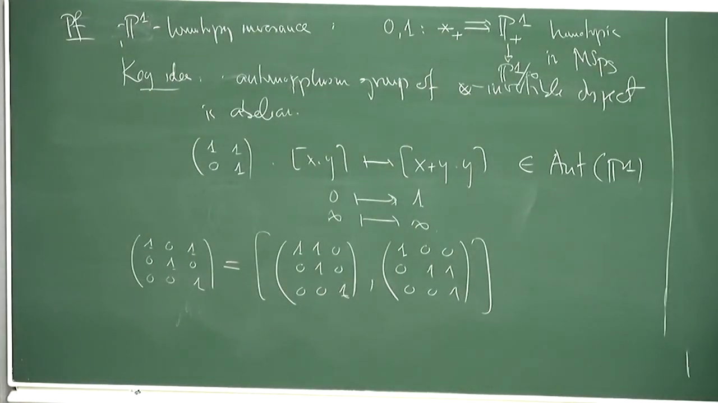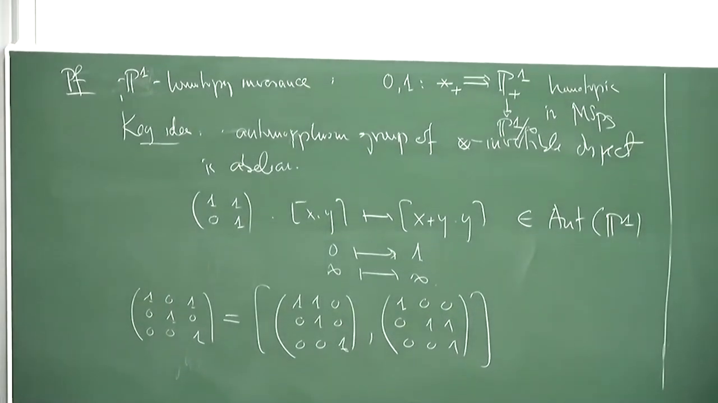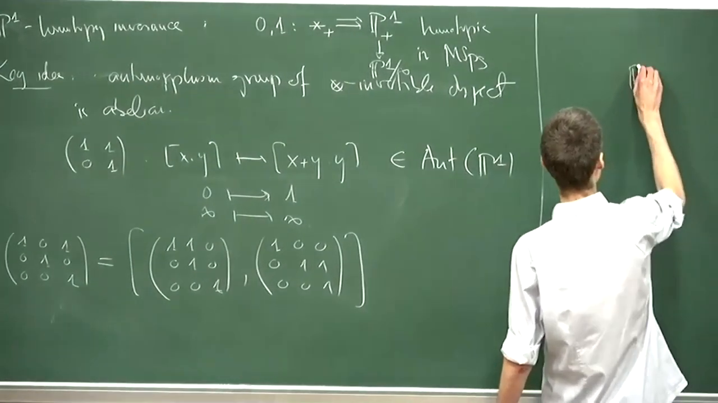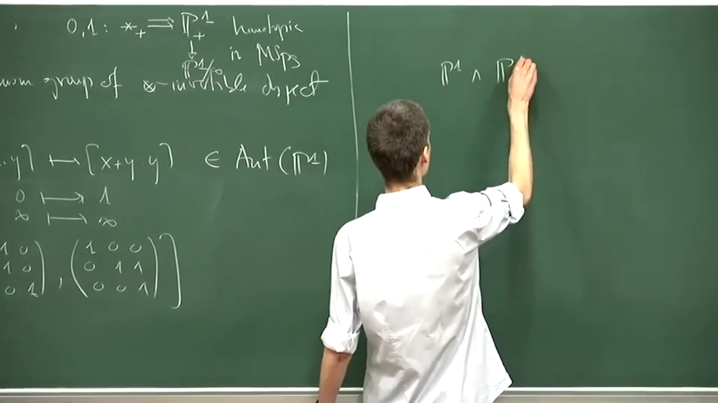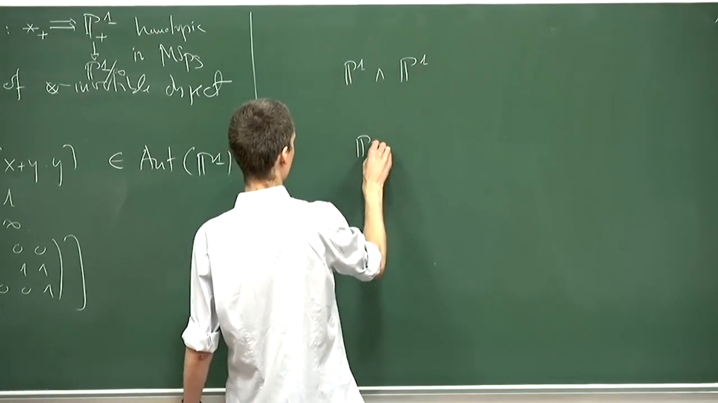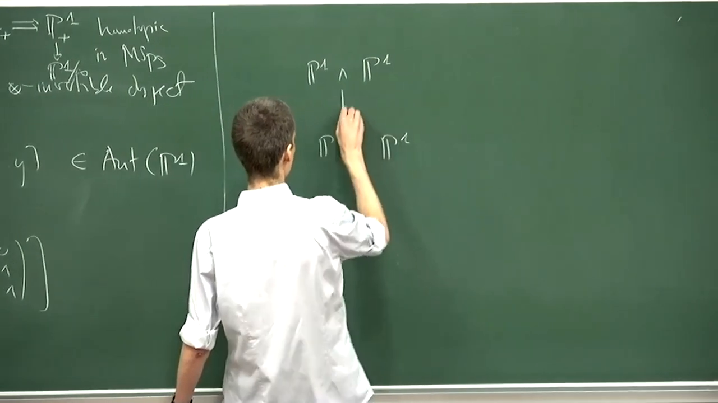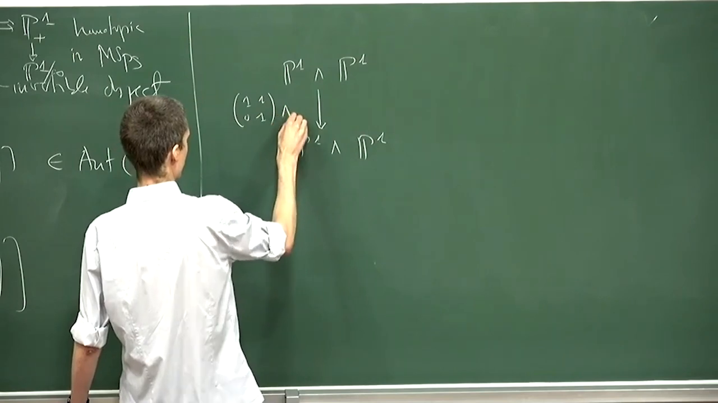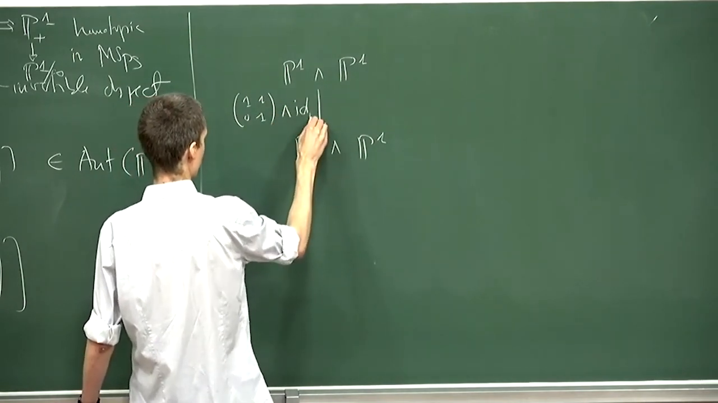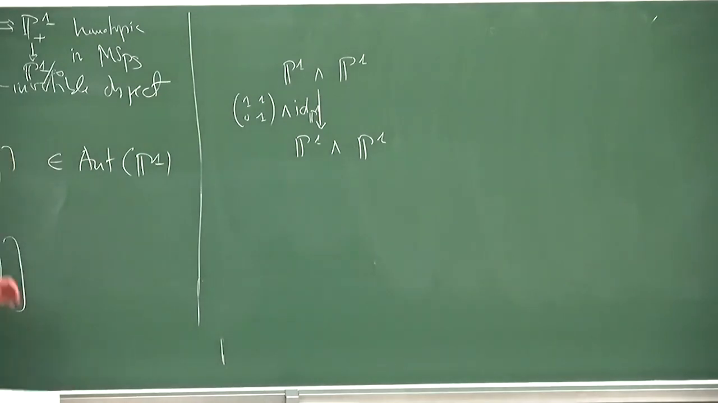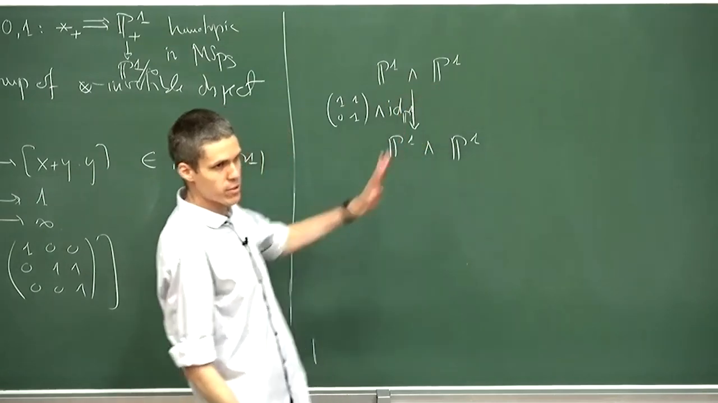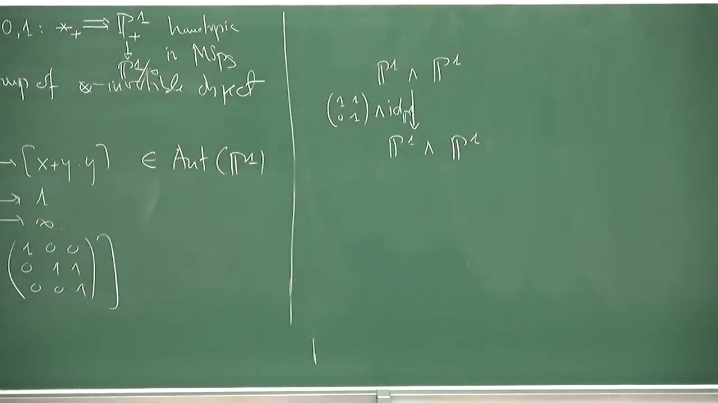So what we do is we tensor this thing with P1 one more time. So we have P1 smash P1, and now these are pointed P1s everywhere. And here we have this matrix 1101 smash identity. So it suffices to show that this map is homotopic to the identity, because P1 is invertible, so I can check it after tensoring with P1.